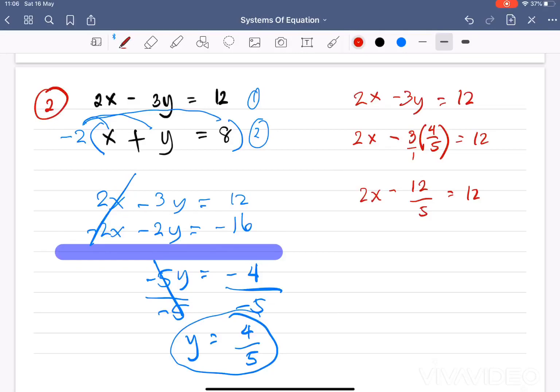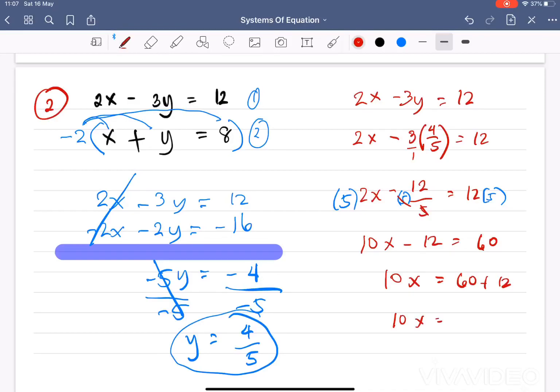For me, it is easier to multiply every term by 5 so that I won't have fractions anymore, because I really hate fractions. So I'll multiply 5 to every term. So I multiply this. It's going to be 2 times 5, that's 10x. Cut, that's going to be 12. And this is going to be 60. Transpose 12 to the other side of the equation.